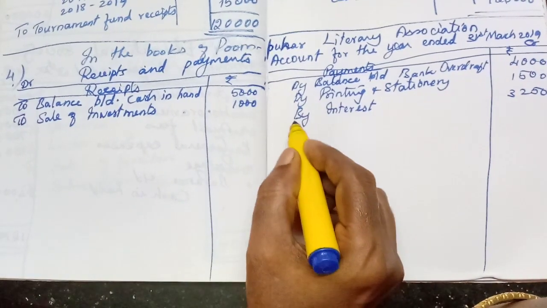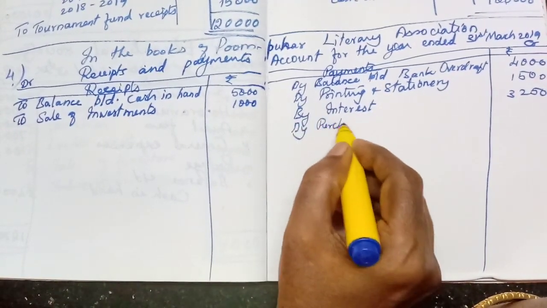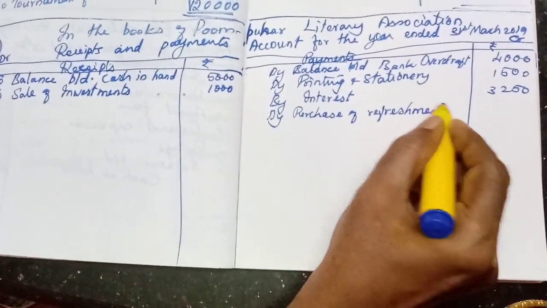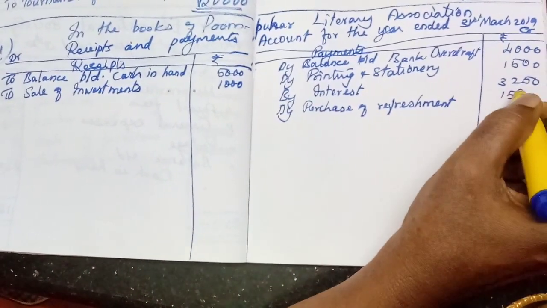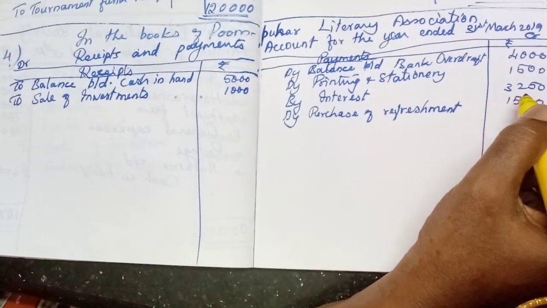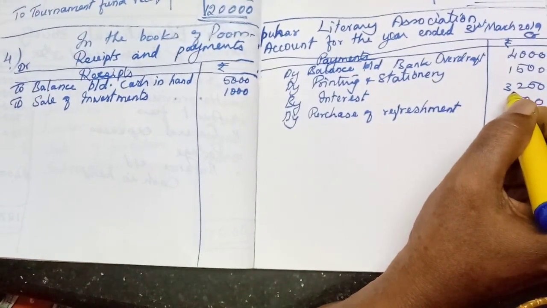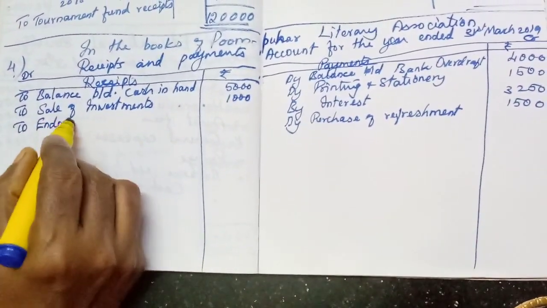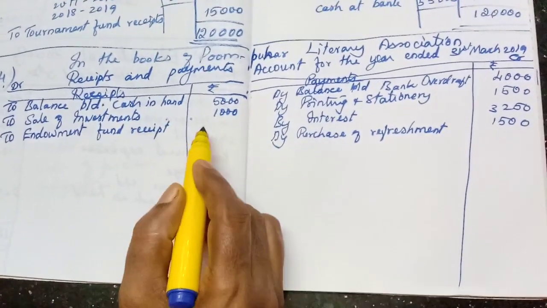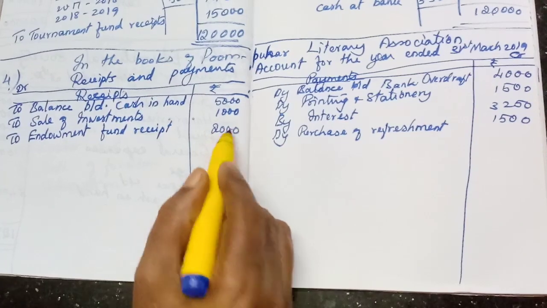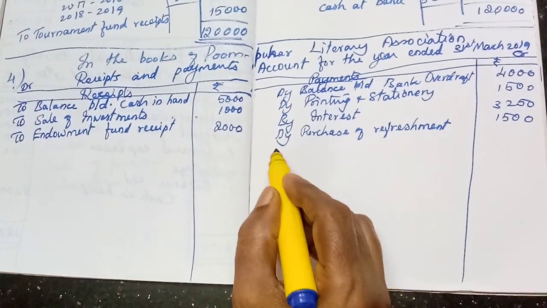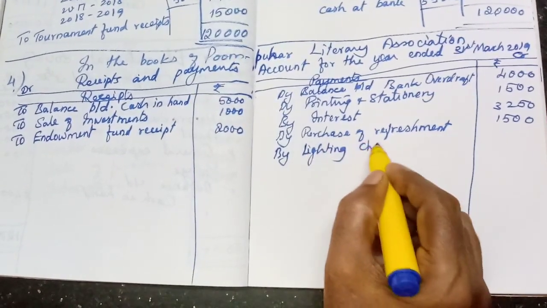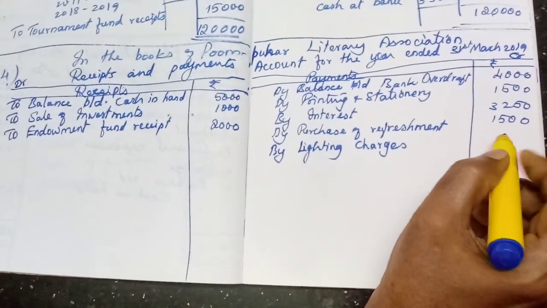Purchase of refreshments, it is an expense. By purchase of refreshment, $1,500. Outstanding salary will not come because we have not paid that one. So, leave it. Endowment fund receipt. So, two. Endowment fund receipt, $2,000. Lighting charges. It is an expense. So, lighting charges, $1,300.